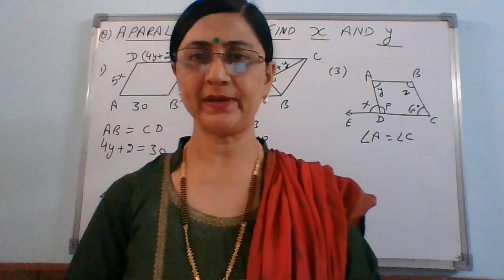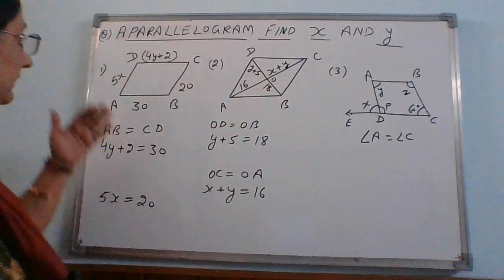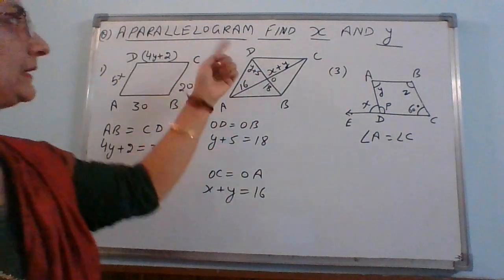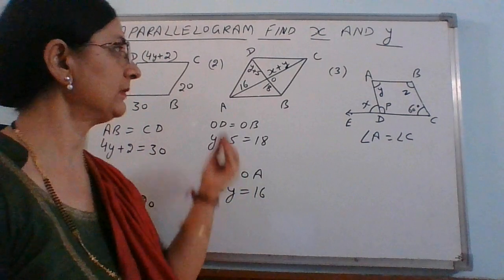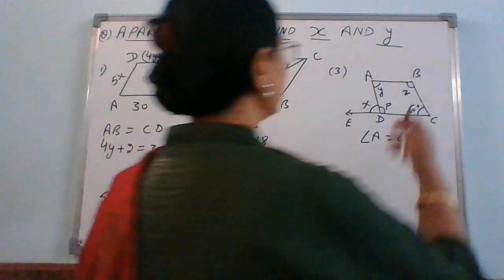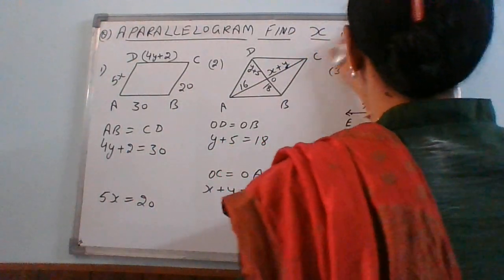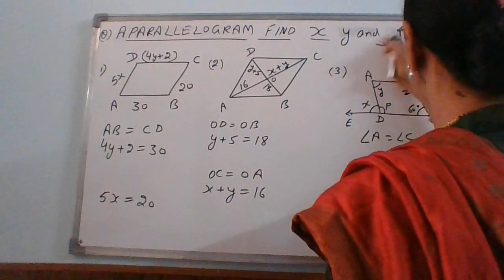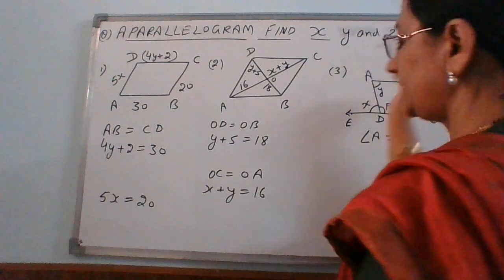Now let us discuss some questions, right. So I have written 3 questions related to parallelograms. All these 3 are parallelograms, right? We have to find the value of x, y and z also, right? I'll write here x, y and z. Okay, so there are 3 variables.